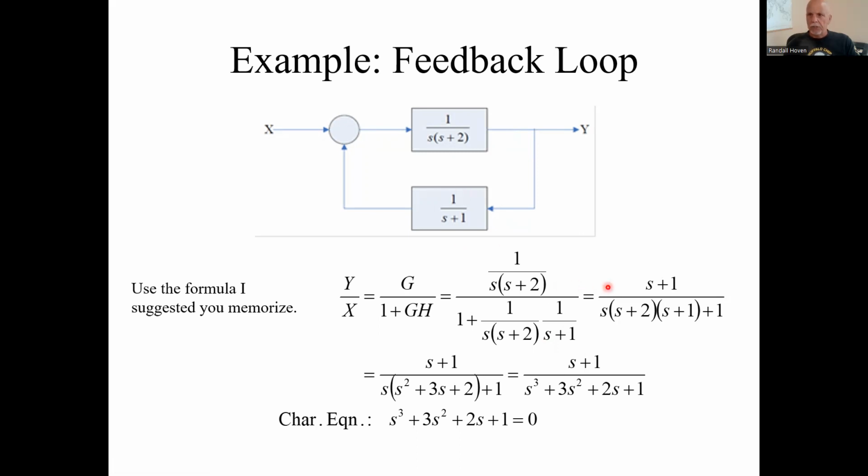And after this, you just algebraically simplify. You get this. Here's your overall transfer function, output over input. And what's the characteristic equation? This denominator set to 0. Roots of this equation are the poles of the system. Here there is a 0 at minus 1.